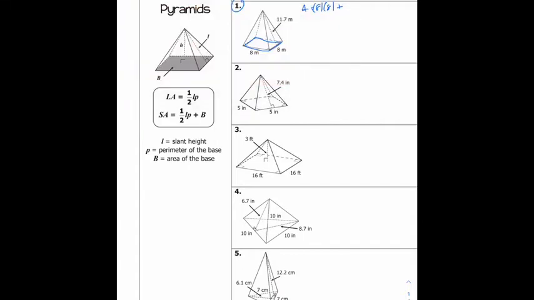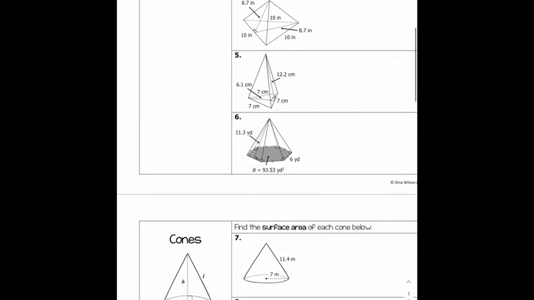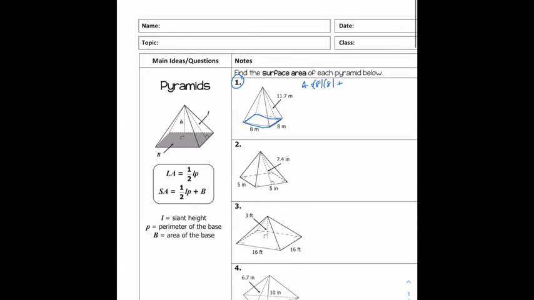What's nice about pyramids is that if the base is a regular shape, all the faces are the same. Since this is a square, we know all the faces are going to be the same size, and we're only working with regular bases here. So all we need to find is one face and then multiply it by how many faces we have. We have the base length of this triangle, which is 8, so it's going to be 1/2 times 8. And then we need the height.